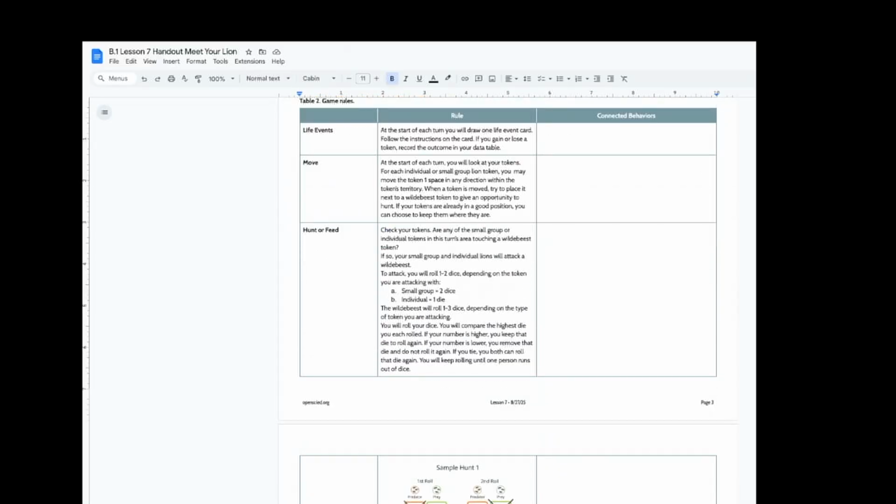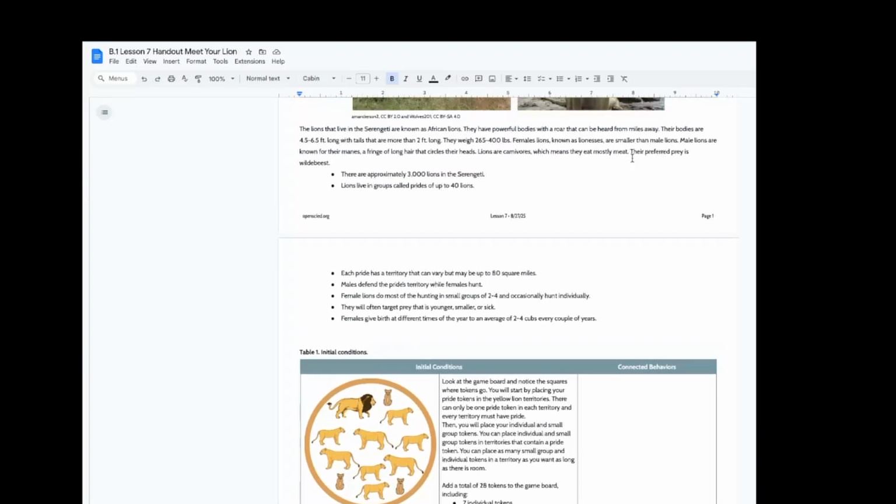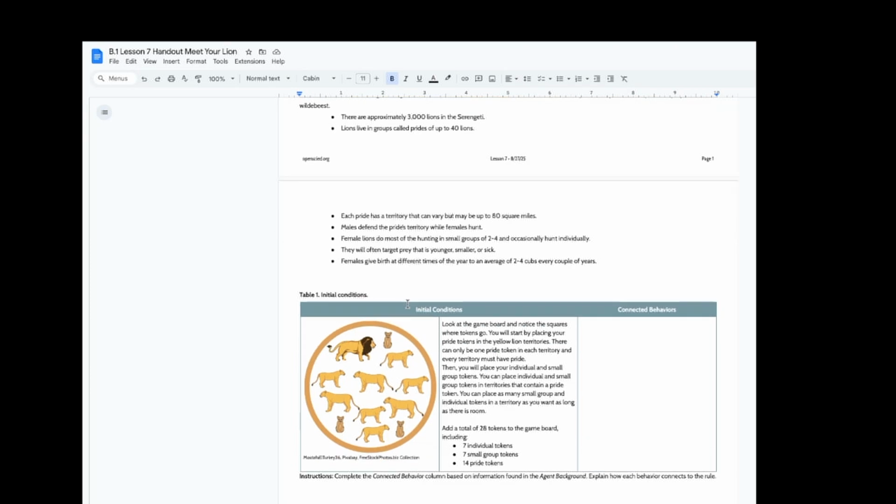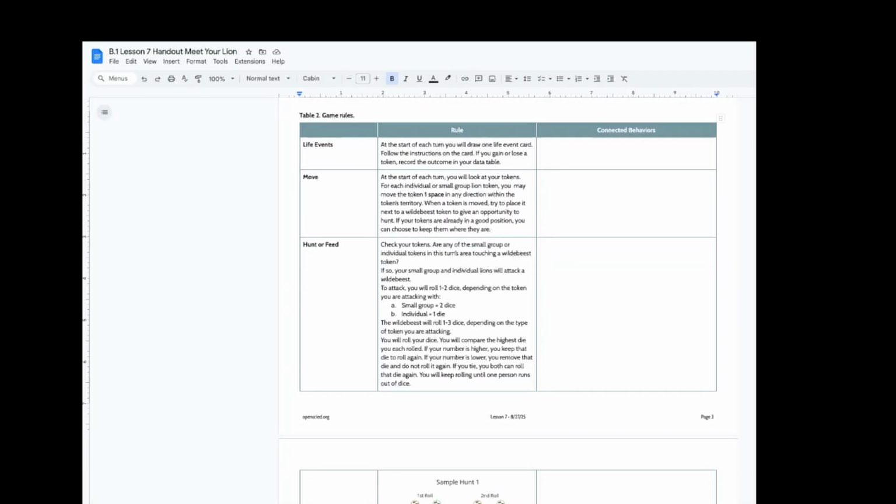In Table 2, you will see that they will start to read about some more rules of the game. They're going to draw a life card, and they're going to follow instructions. They're going to either gain or lose a token, and they're going to record it in their data table. And they're going to talk about what connected behaviors this could connect to in real life up here. What are some life events? They basically can give birth at different times of the year, and any other behaviors that might be in a life event card. You can even show them these life event cards, and that can help connect the behaviors.